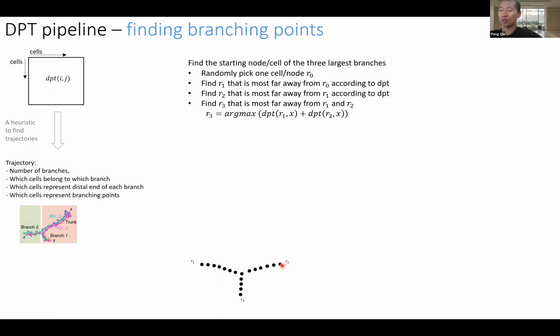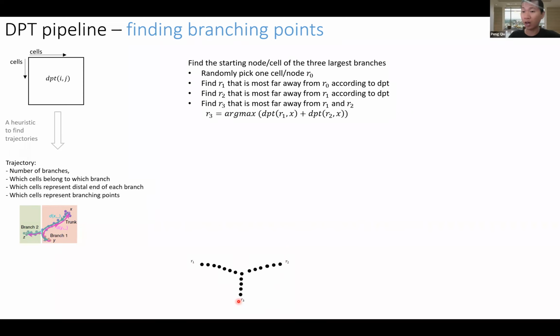Let's say we get to this distal point. Then they find a third cell, which is the one that is farthest away from R1 and R2, and the third cell must be this one, if we are looking at a graph structure that has 3 arms. If we are looking at a graph structure that has 4 arms, maybe there's a small arm here, and if this arm is really short, then the distal end of this arm will likely not win the process when R1, R2, R3 are selected. So this is a simple procedure to identify the distal points of the 3 largest branches in this graph.